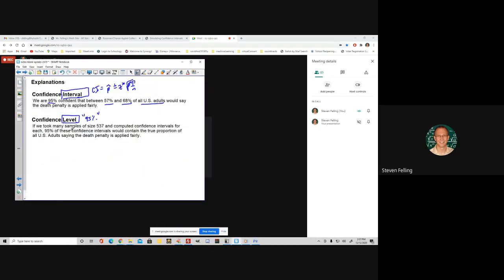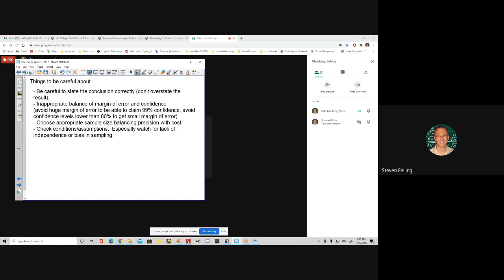Something like this: if we took many samples of that sample size and computed confidence intervals for each, 95%, or whatever your confidence level is, of these confidence intervals would contain the true proportion of whatever it is you're analyzing. Just a couple things to be careful about. Be careful to state the conclusion correctly. We want an appropriate balance between margin of error and confidence. You don't want huge margins of error just so that you can claim to be 99% confident. It's not very useful to say I'm 99.9% confident of something, but then your confidence interval is somewhere between 50% and 78%. That's not going to tell you much.